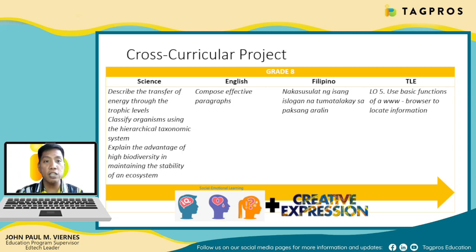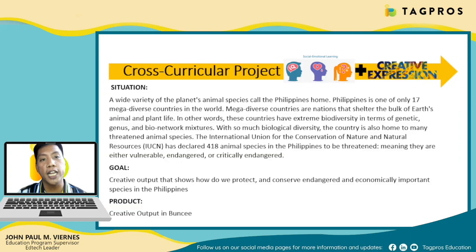And then for English naman, compose effective paragraphs. And then for Filipino, nakasusulat ng isang slogan na tumatalakay sa paksang aralin. And then for TLE, use basic functions of www browser to locate information. So basically, for all these competencies, we targeted po that these are all under 4th grading. I think that's for the 5th to 6th week. So, saktong-sakto po siya talaga for these 4 subjects or 4 learning areas.